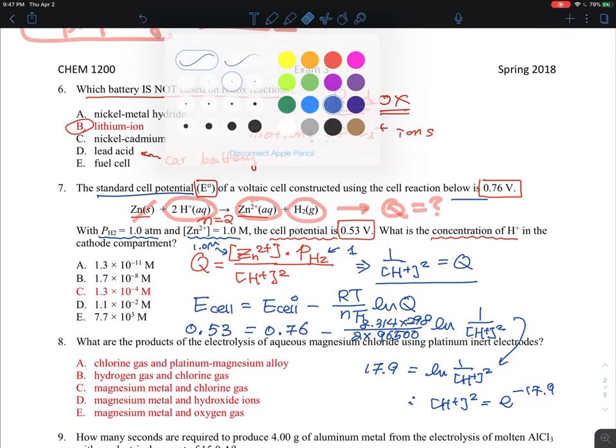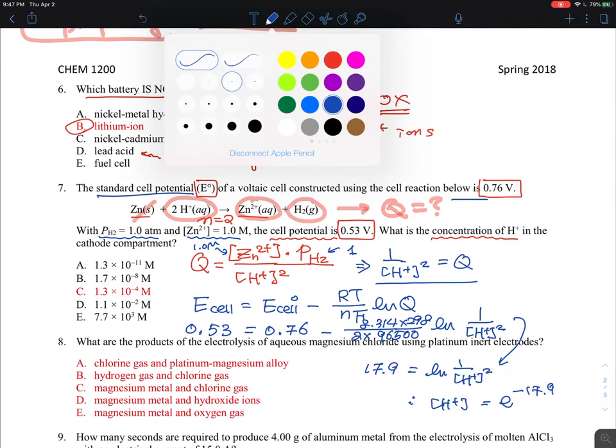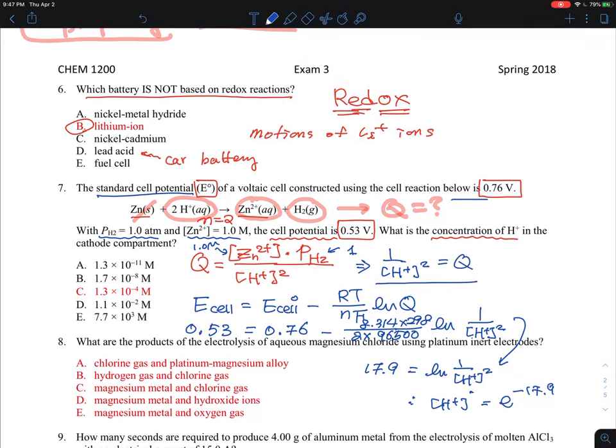Actually, I can delete that, and I can make this one to. If you just plug in these numbers, H plus is e to the minus 17.9 to the half, and then you'll get the number that shows up here as the answer. Okay, so that's the number that you will see.